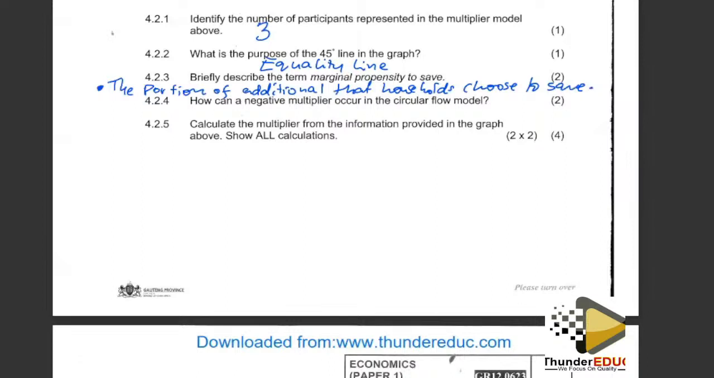So now let's move on to the next question. The next question that we are faced with is 4.2.4, and it reads as follows: How can a negative multiplier occur in the circular flow model? Remember, grade 12s, I always tell you that whenever you are dealing with any question, make sure that you identify the keywords, because the keywords are the ones that are going to alert you. In this regard, the keywords are the word multiplier and the phrase circular flow. Remember I said, whenever we talk of the multiplier, we refer to changes in national income brought by a change in either leakages or injections. Okay, right.